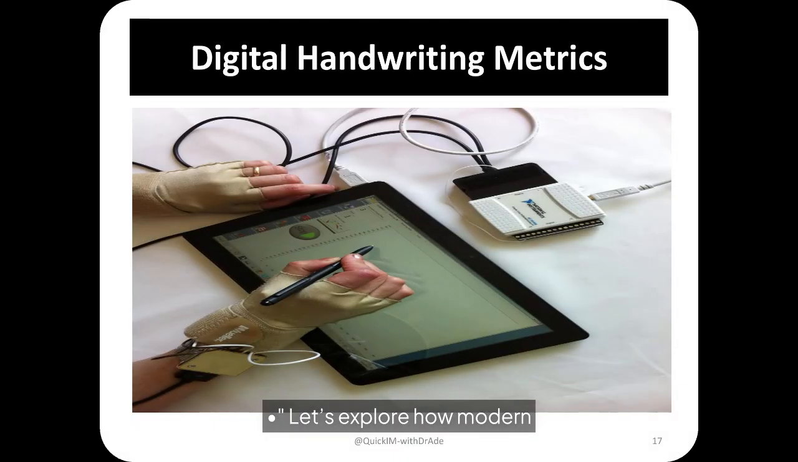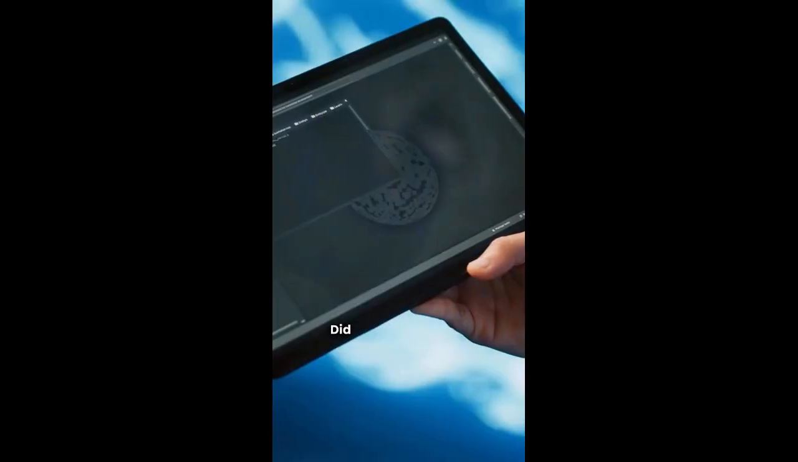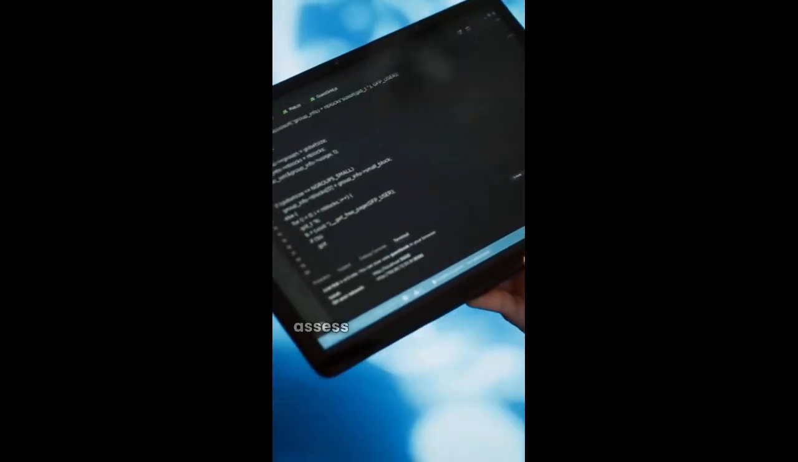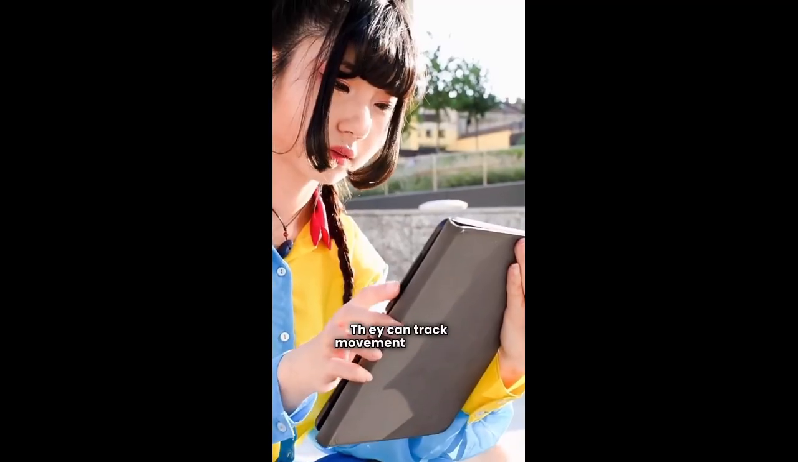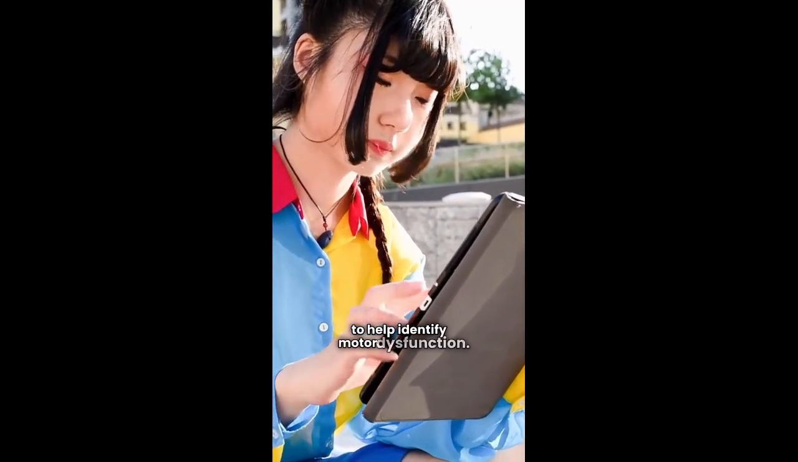Let's explore how modern handwriting analysis has advanced, moving beyond simple visual inspection to using digital technologies that track and evaluate the movement and dynamics of writing in real time. Did you know modern tablets can actually assess your writing speed and pressure? It's true. They can track movement patterns to help identify motor dysfunction.